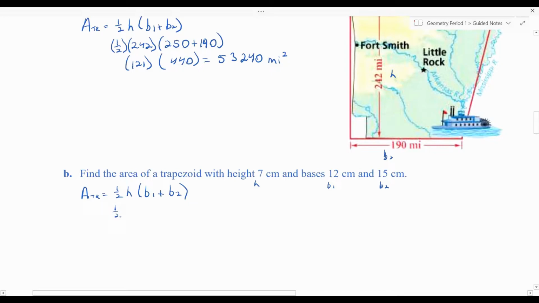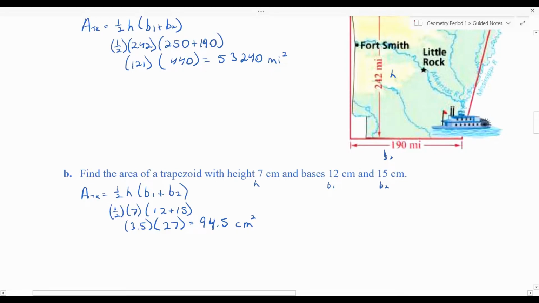So it goes 1/2 times our height, which is 7, times 12 plus 15. I closed the parentheses prematurely. Now that we have that, we can say that 1/2 of 7 is 3.5, and 12 plus 15 is 27. So 3.5 times 27 gives me 94.5, and our units are in centimeters, but area is in square units, so it's square centimeters. So our answer is 94.5 square centimeters for the area of that trapezoid.